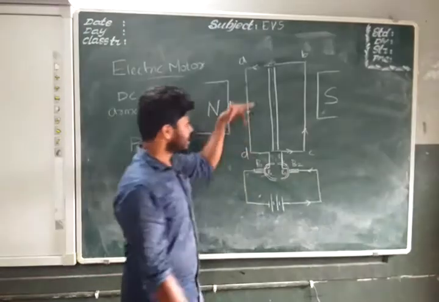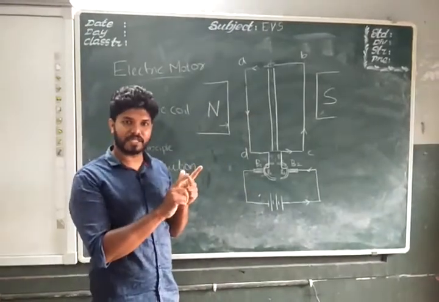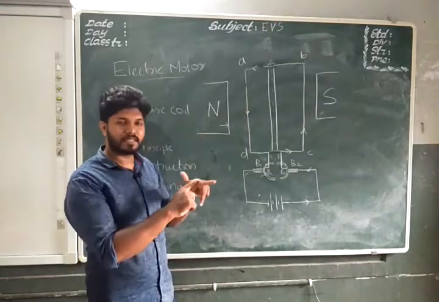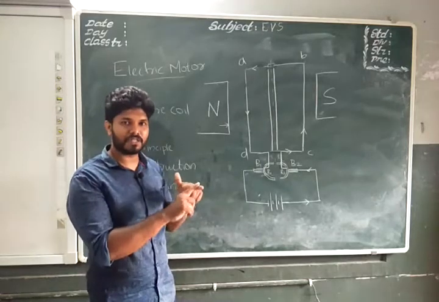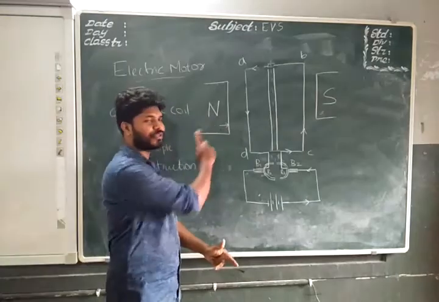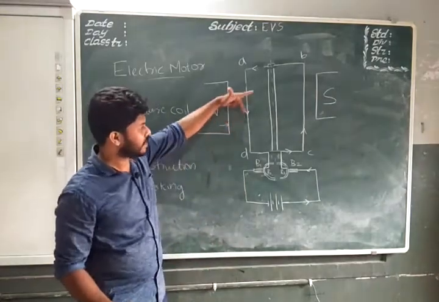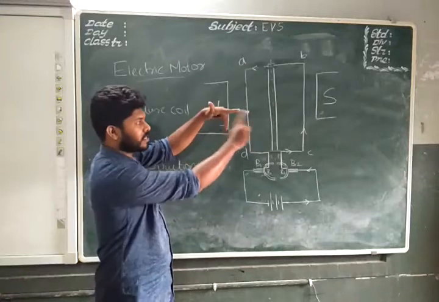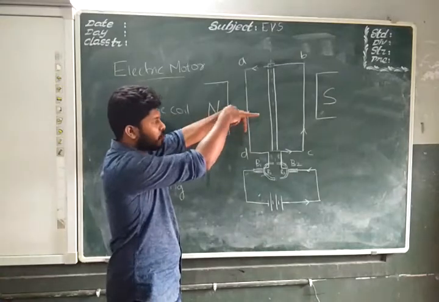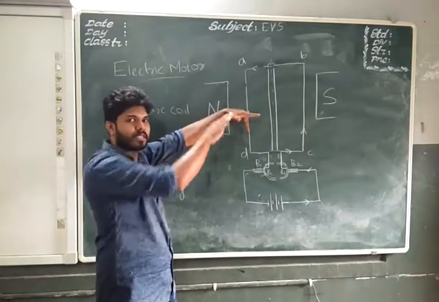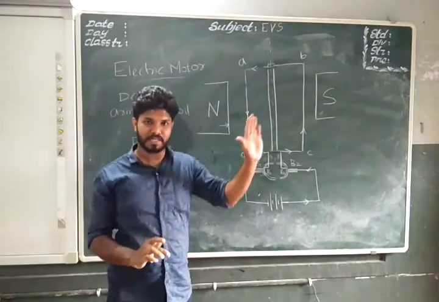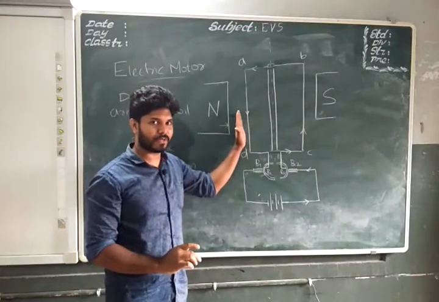This finger, the middle finger, shows the direction of current, isn't it? And the forefinger shows the direction of the magnetic field, from north to south. So here the current is in the downward direction and the magnetic field is in this direction. What happens? The force on the conductor, or the motion of the conductor, will be towards you, outwards from this board, isn't it? So it experiences a force outwards.